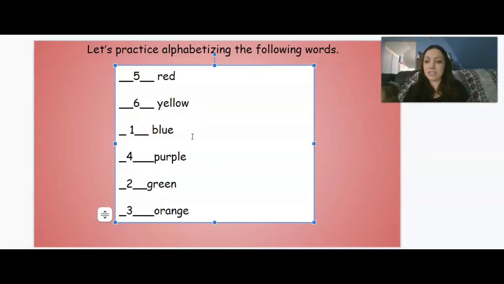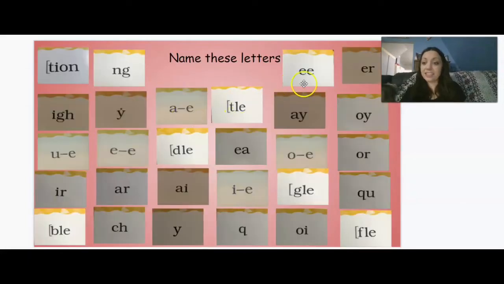So let's say these in order now. Blue, green, orange, purple, red, yellow. Okay, so those are our words in ABC order, and there is something that is similar about all these words. Can you guys help group these words for me? What do you think? That's right, they are all colors. All right, let's go ahead and move on to our letter cards, okay?